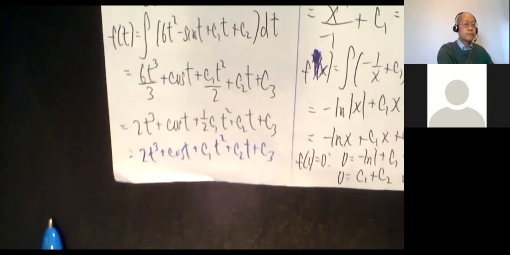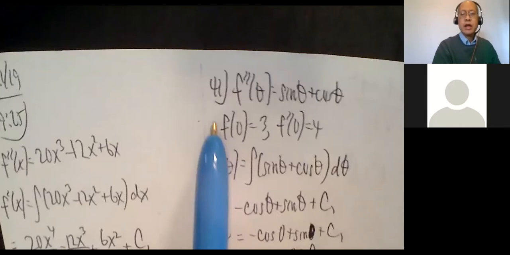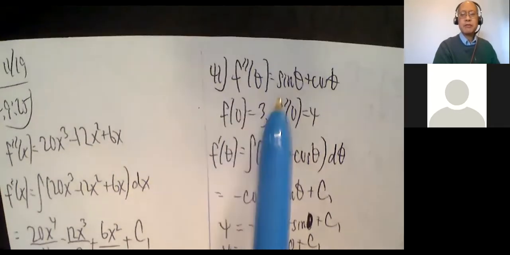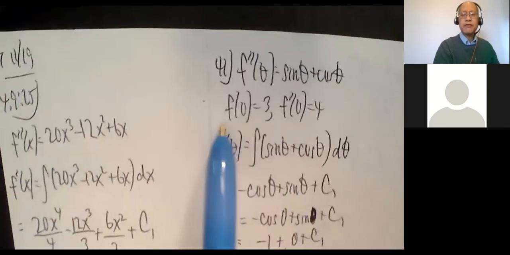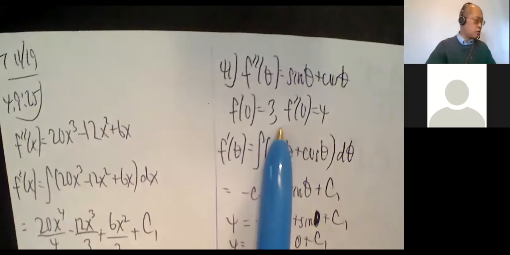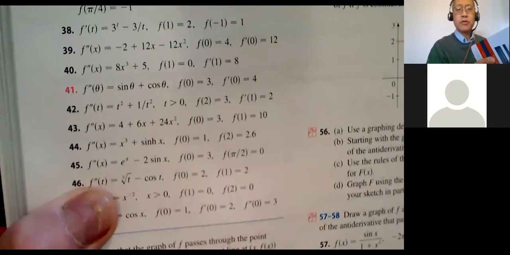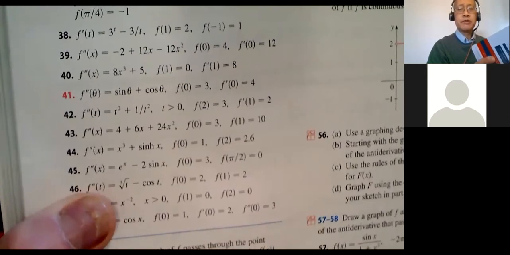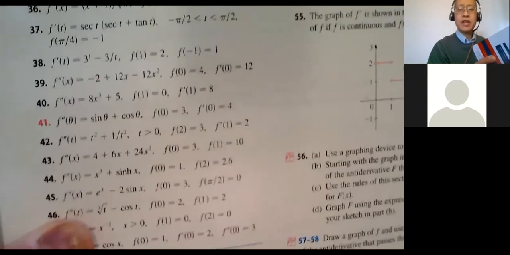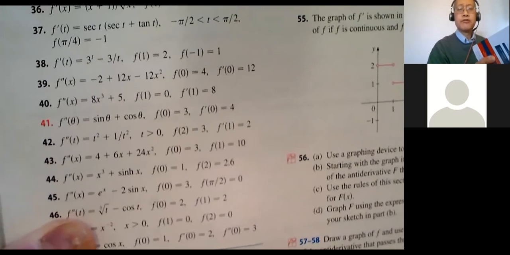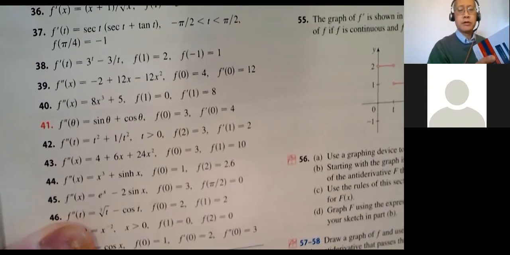Okay, so that's the way these work. Now, once again, for more problems where we can find what the C is, so 41, f double prime of theta is sine theta plus cosine theta, but they now say f of 0 is 3, f prime of 0 is 4. Once they give you that extra stuff, your final answer should not have any C's. You're going to be able to solve for C, and I'll show you how to do that.